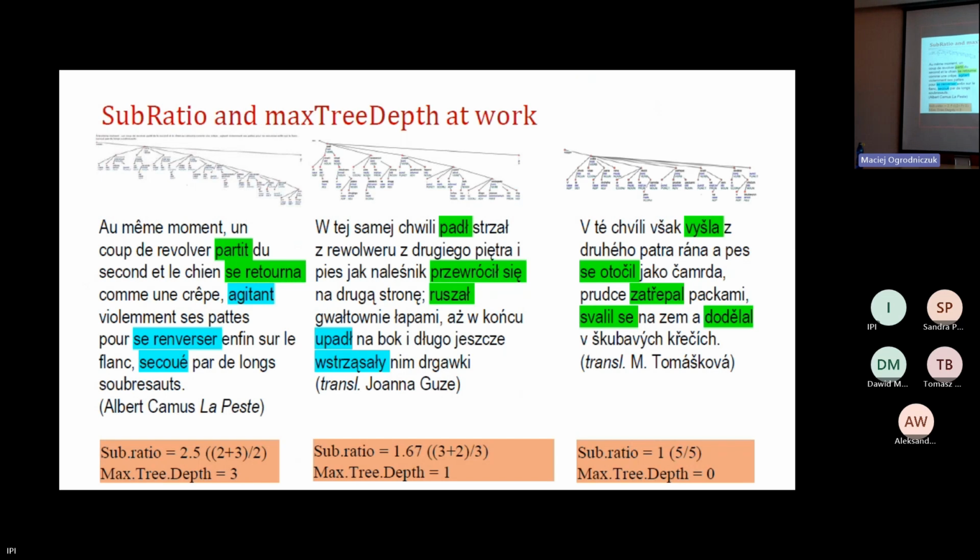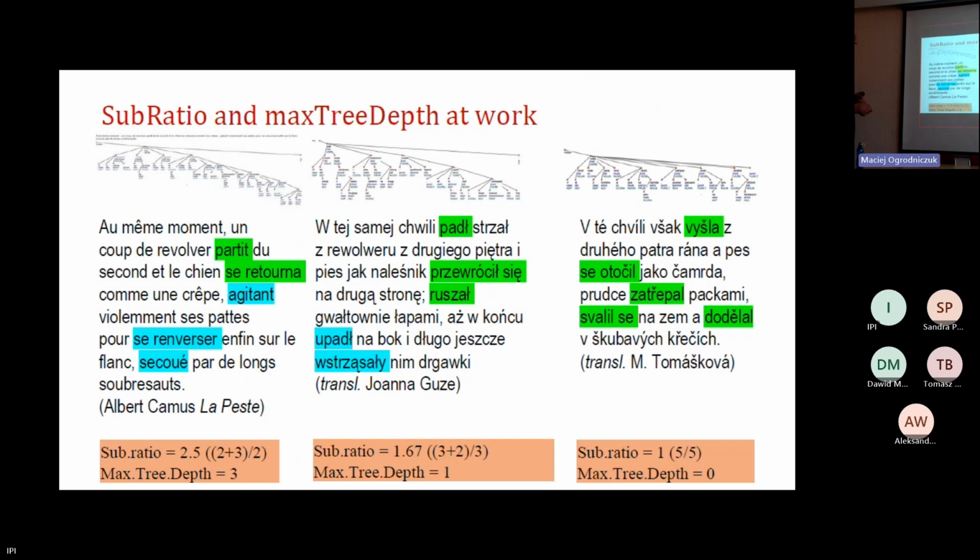So if you compare it across languages, these measures might be interesting. I admit this is not a nice sentence, but it's again Albert Camus, and in French you have lots of non-finite forms which are chained, so they are more and more embedded. So this is the case here. You have the max tree depth 3 here. The subordination ratio is 2.5. You have just 2 T-units.